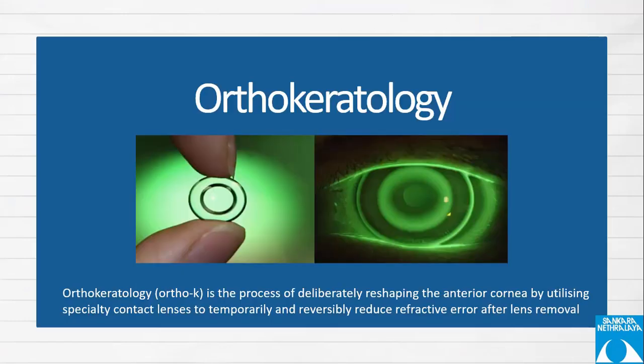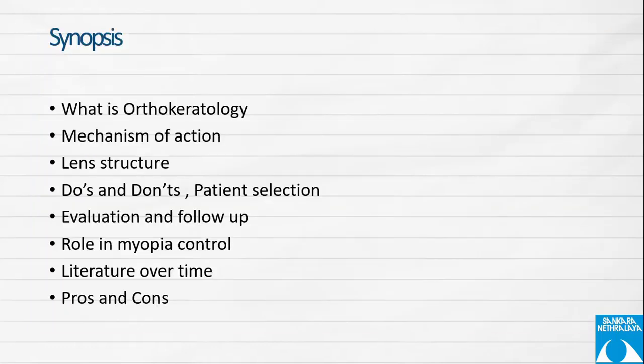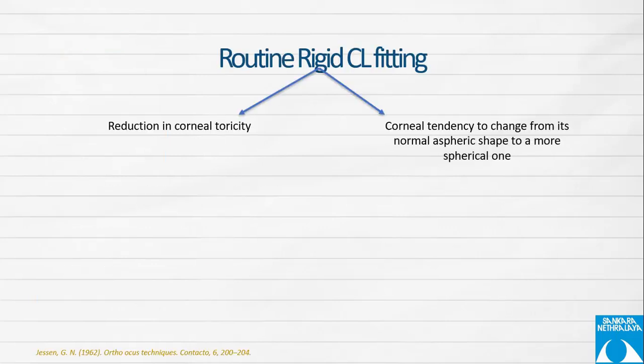Orthokeratology is the process of deliberately reshaping the anterior cornea by utilizing specialty contact lenses to temporarily and reversibly reduce refractive error after lens removal. This lecture will cover the basics, the mechanism of action, the lens structures, the do's and don'ts, how we select a patient, how we evaluate and follow up, its role in myopia control, and the pros and cons of Ortho-K.